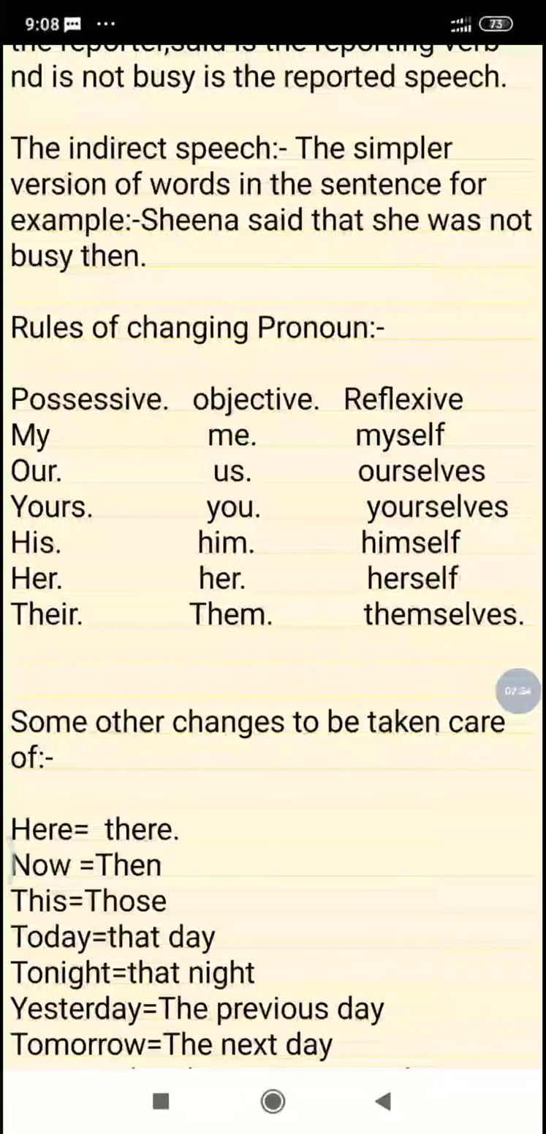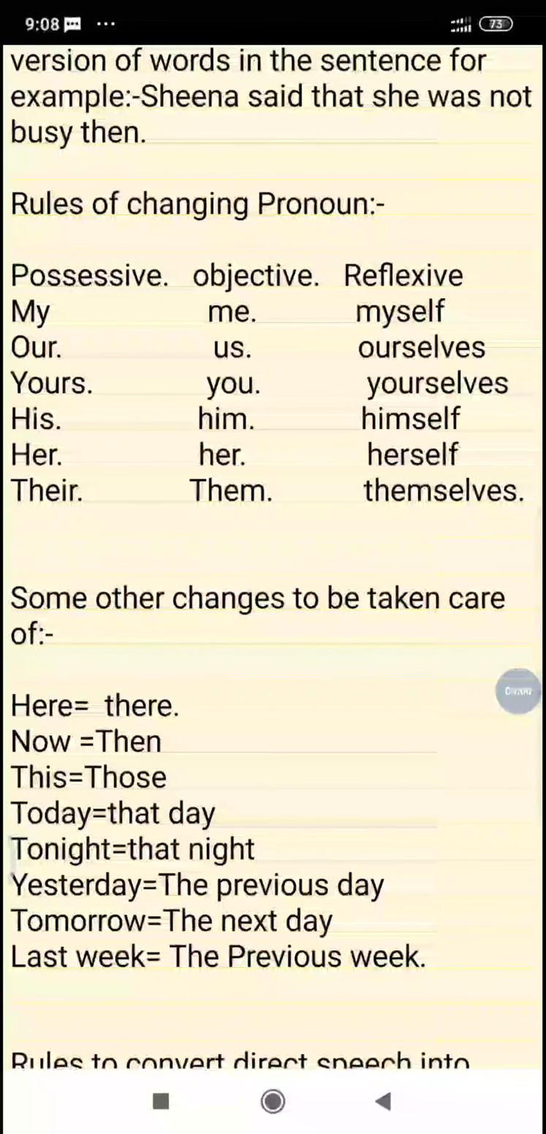Rules of changing pronouns: possessive, objective, reflexive. Here we have three forms: my, me, myself; our, us, ourselves; your, you, yourself; his, him, himself; her, her, herself; their, them, themselves.